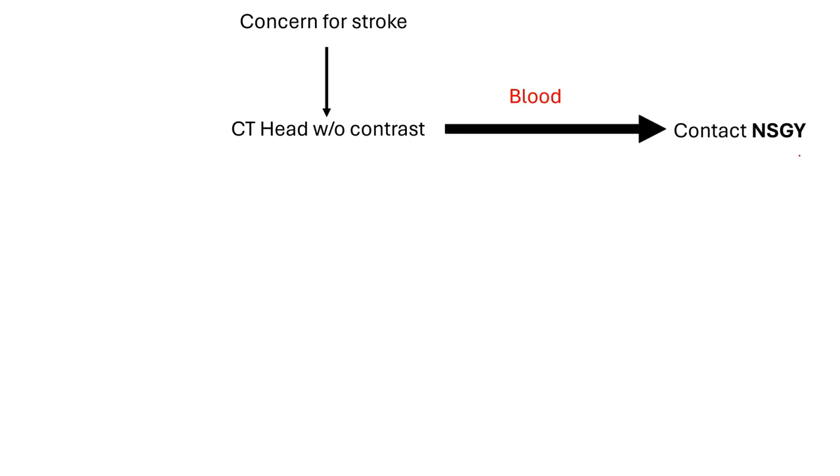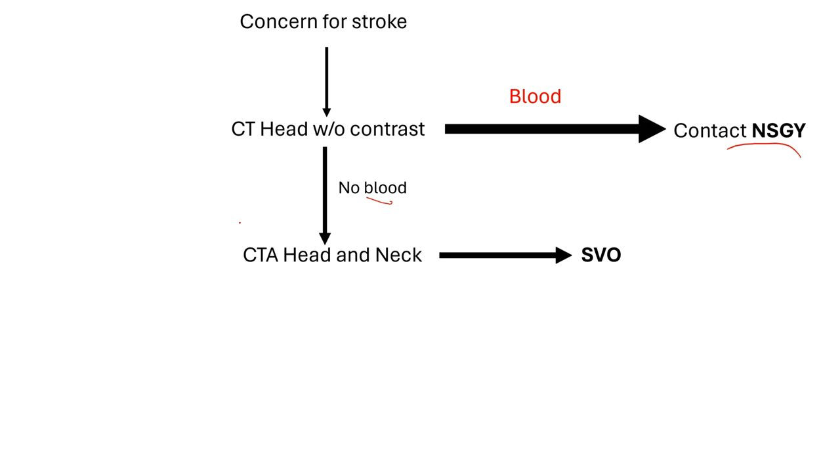So let's go over the algorithm one more time. If you have a concern for stroke, you always start with a CT head without contrast. This tells us if there's blood, in which case we need to contact neurosurgery to help us evaluate what's going on, or if there's no blood. If there's no blood and I'm still concerned for stroke, then I want to get a CTA to look at those vessels. The vessels will either show a blockage or a small vessel occlusion, also known as an SVO, which we treat, which we will talk about shortly, or a large vessel occlusion.